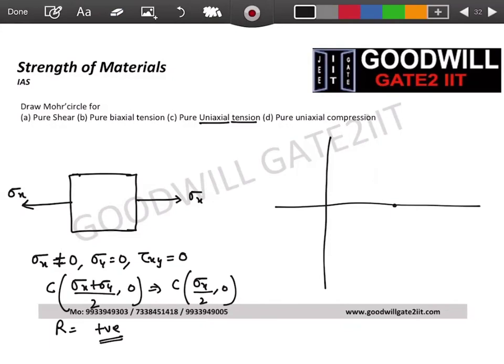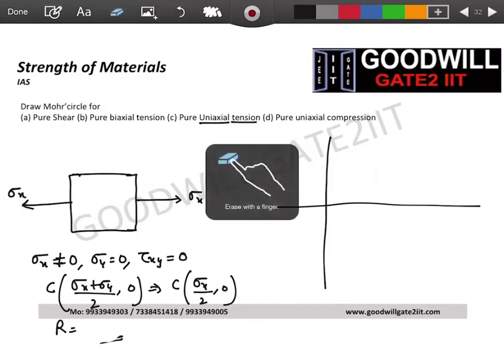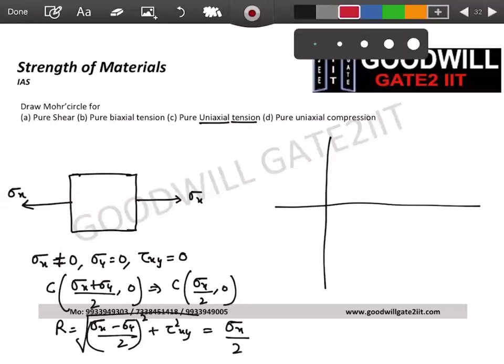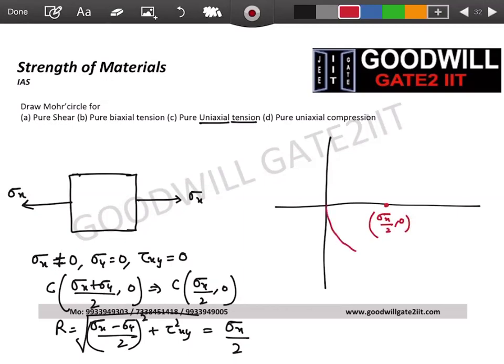And then let's calculate the radius also. Radius formula is this. Correct? Tau xy is 0, sigma y is 0, so your radius is sigma x by 2. So your center of Mohr circle is sigma x by 2, and radius is also sigma x by 2. So your Mohr circle will look something like this, touching the y-axis. Is this fine?